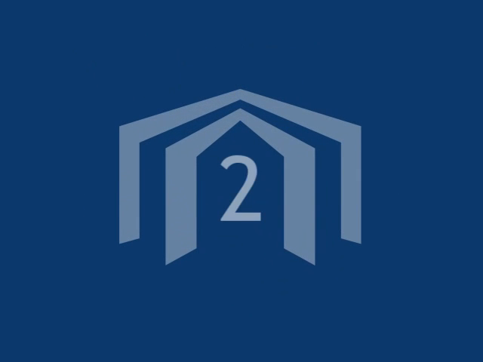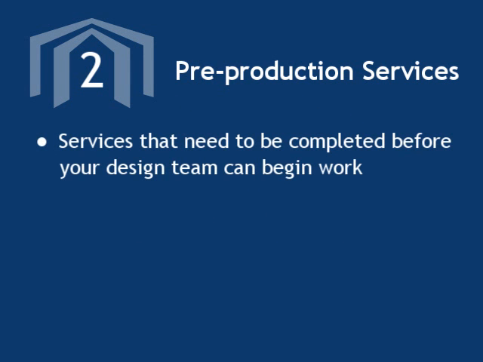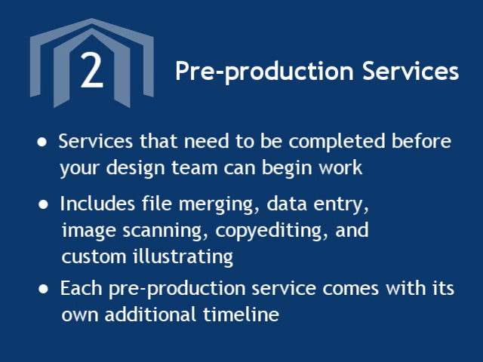After you've submitted your materials and your check-in coordinator has reviewed them for any possible submission issues, you're ready for the next step. Step 2 is pre-production services. Pre-production services are any services which need to be completed before your design team can assemble your book. This includes file merging, data entry, image scanning, copy editing, and custom illustrating. Each of these pre-production services comes with its own additional timeline, separate from the main production timeline.